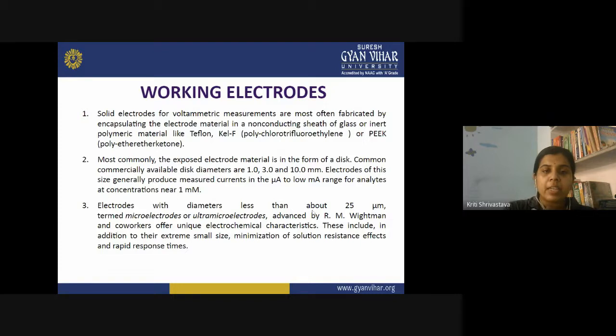Electrodes with a diameter less than 25 micrometers are known as what? Microelectrodes or ultramicroelectrodes. They were suggested by R. M. Wightman and his co-workers because they offer unique electrochemical characteristics. In addition to their extremely small size, they also minimize solution resistance effects, and they have a very low response time. They are known for their rapid response. So you call it a microelectrode when the disc diameter is less than 25 micrometers.